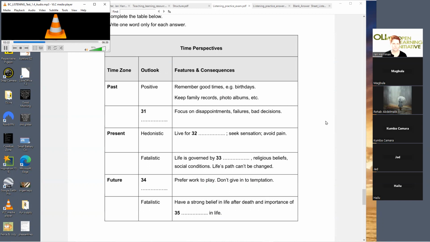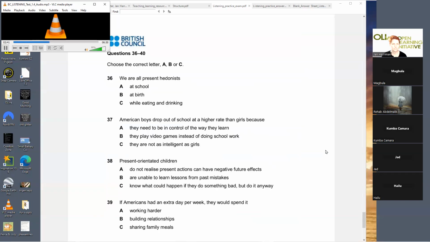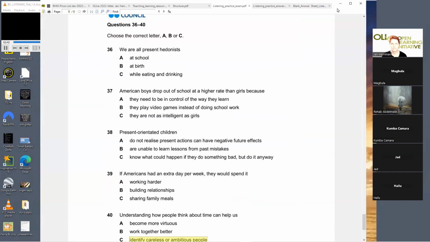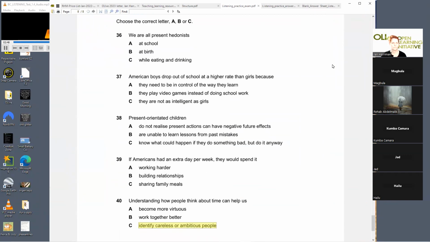A second future-orientated perspective, future fatalistic, is driven by the certainty of life after death and some kind of a judgment day when they will be assessed on how virtuously they have lived and what success they have had in their lives. Okay, let's move on. You might ask, how do these time zones affect our lives? Well, let's start at the beginning. Everyone is brought into this world as a present hedonist. No exceptions. Our initial needs and demands to be warm, secure, fed, and watered all stem from the present moment. But things change when we enter formal education.